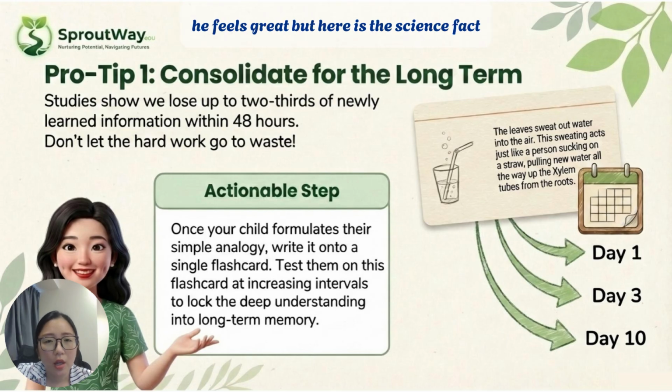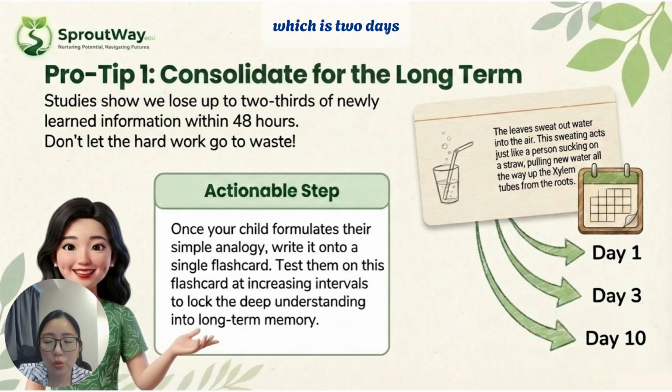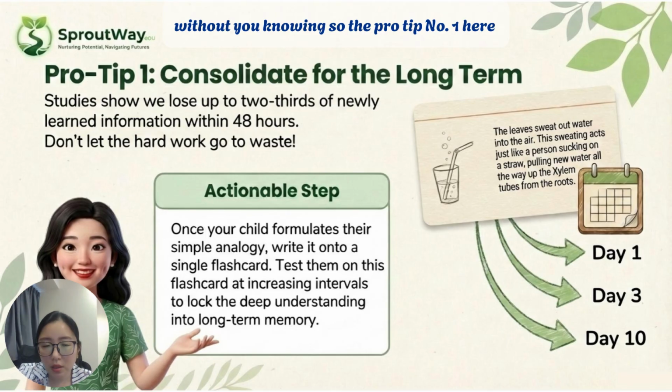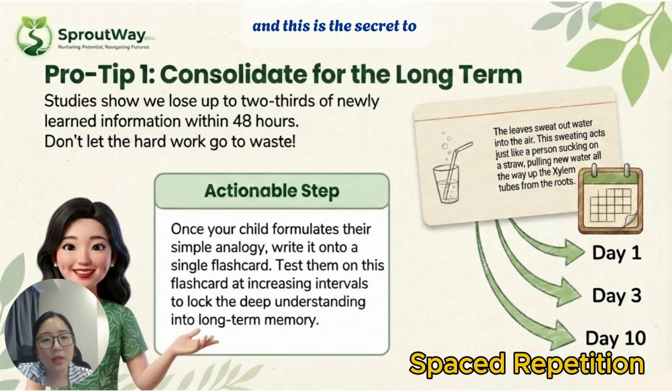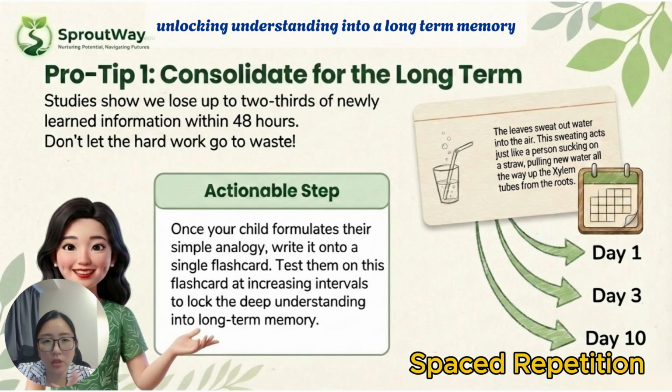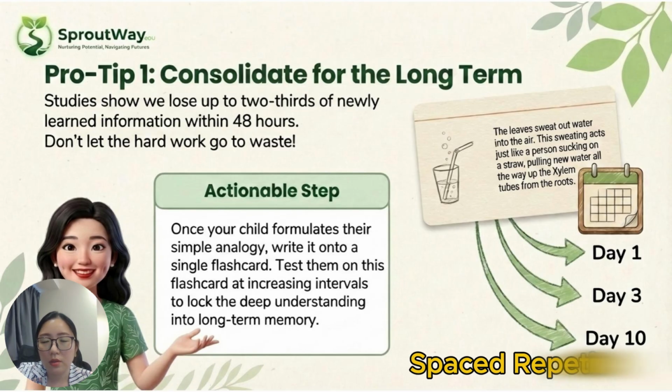Okay, so Leo has his amazing straw analogy. He feels great. But here is the science fact. We lose up to two-thirds of the new information that we learn within 48 hours, which is 2 days. It just leaks out of your brain naturally, without you knowing. So pro tip number 1 here is, once your child creates this simple analogy, write it on a single flashcard or anywhere that enables them to see it easily. Just that one idea, then test them on it tomorrow. Then in 3 days, then the next week. This is called spaced repetition. And this is the secret to locking understanding into long-term memory. We are building a memory library, not a pile of sticky notes.